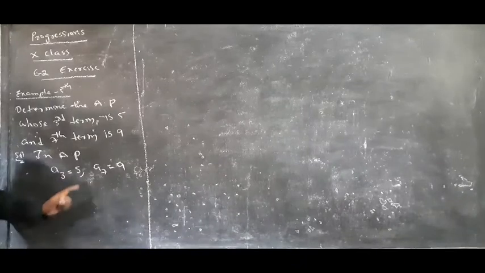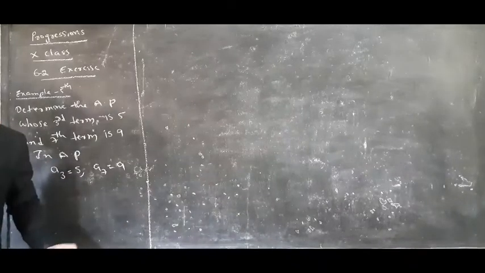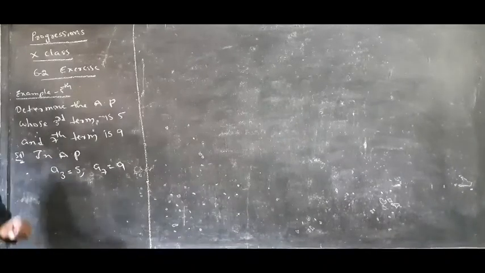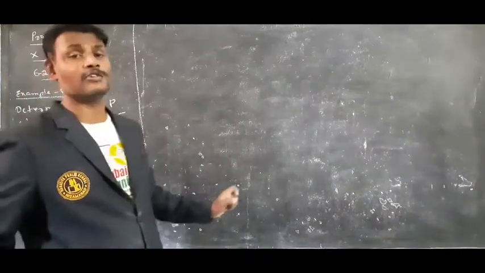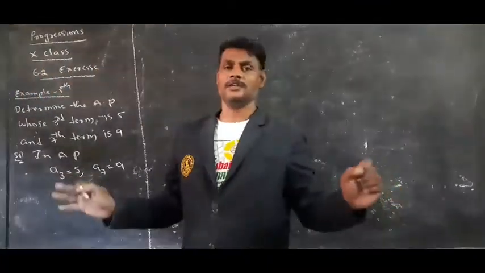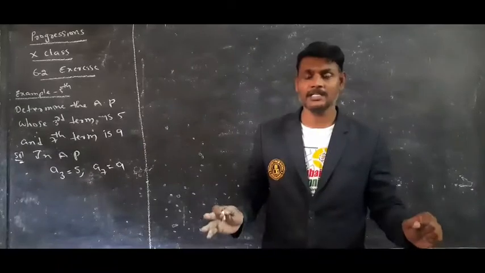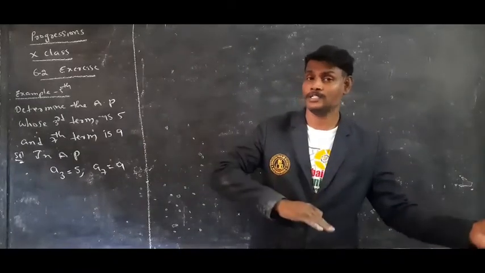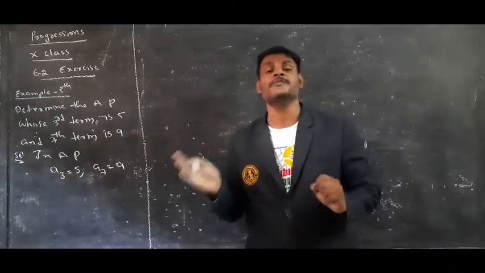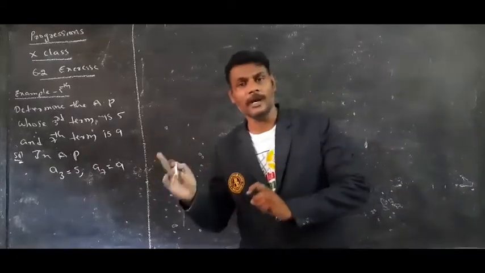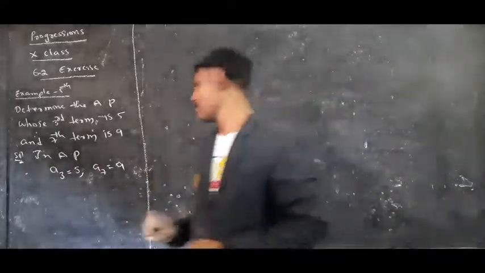See, in this problem I don't know the value of A and also I don't know the value of D. It means I don't know the first term and also I don't know the common difference. To find the AP series I need the value of the first term and also the common difference. First we have to find the first term and also the common difference.